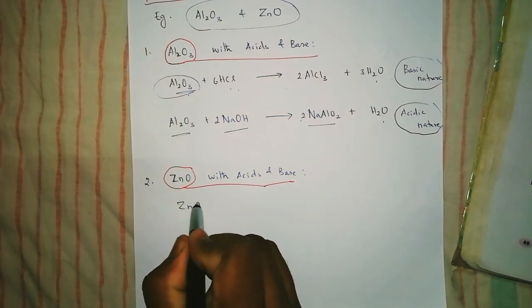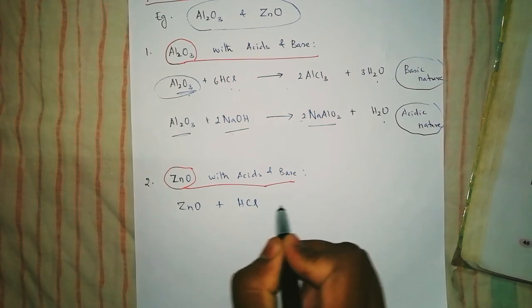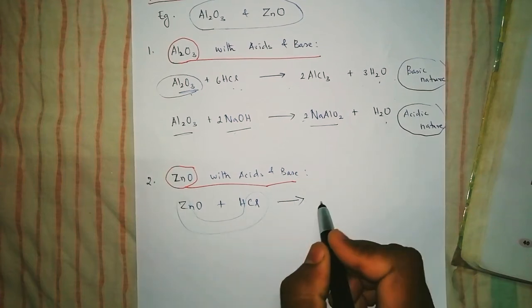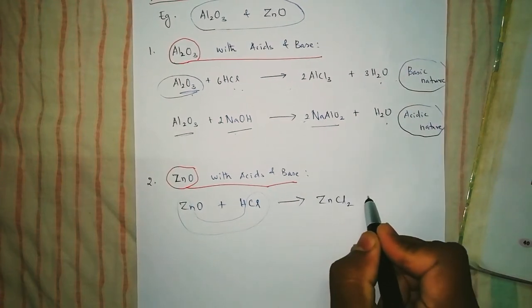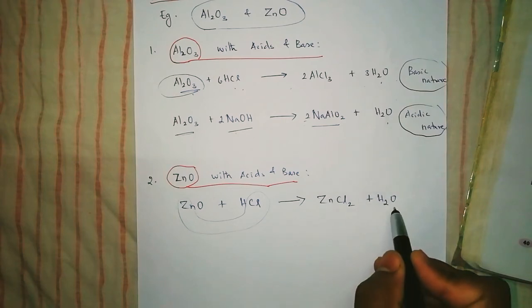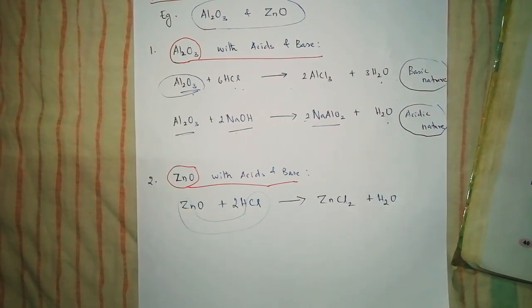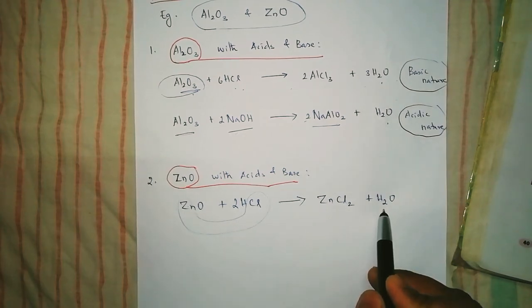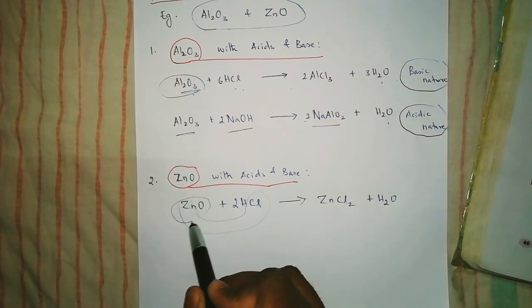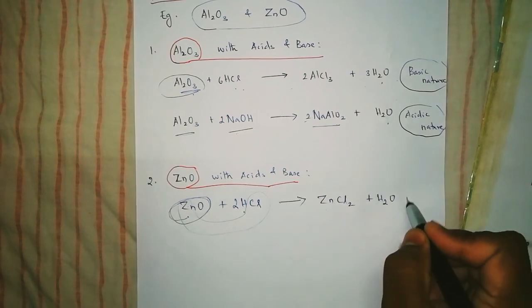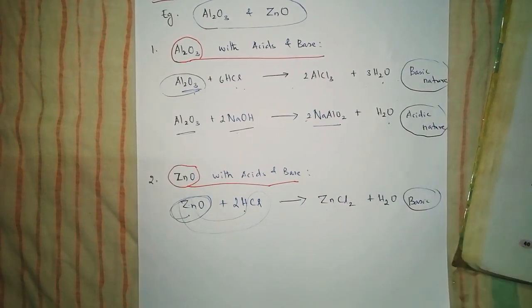When zinc oxide reacts with hydrochloric acid, it gives salt. What salt is going to give? Yes, it gives zinc chloride and yes, water. And the rest of the things you are going to balance. And how to balance that? Yes, just put 2 here, 2 here. So now it's going to be balanced. So when zinc oxide reacts with acid, it gives salt and water. And here, what is the nature of this zinc oxide, which reacts with acid? Yes, it acts as basic in nature.